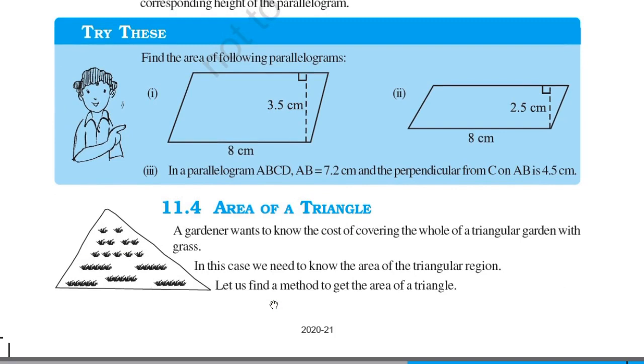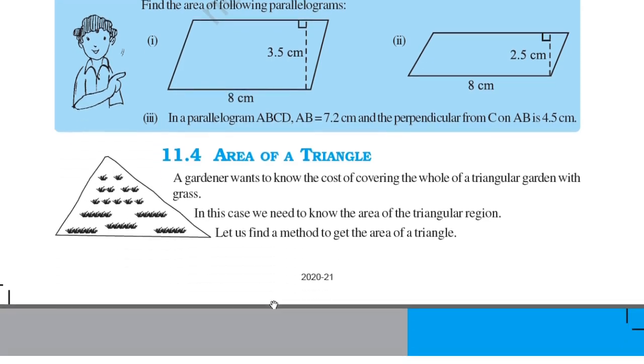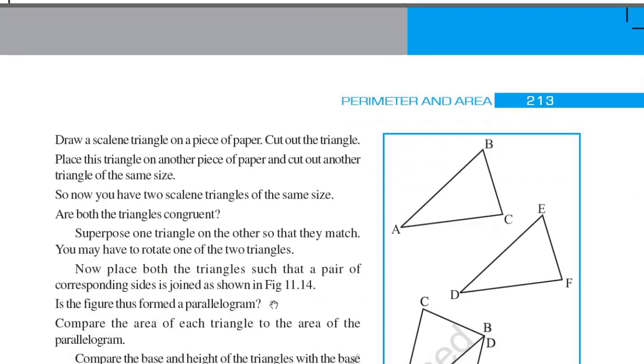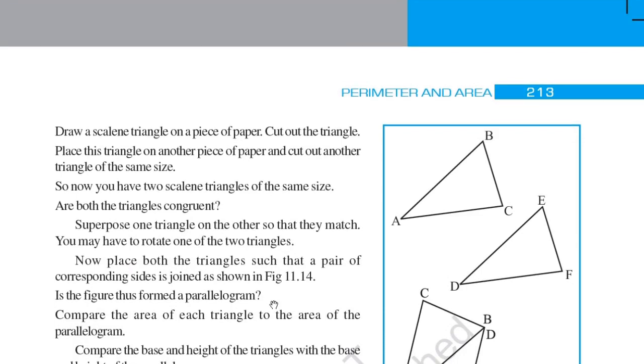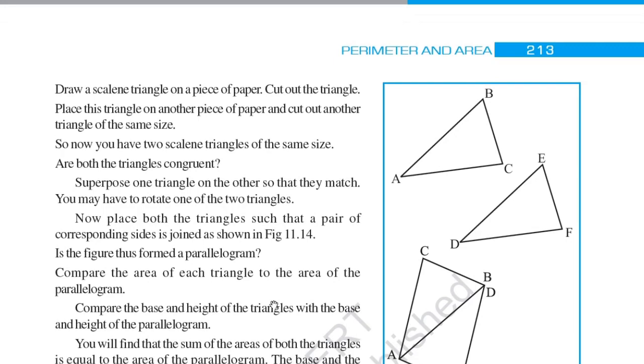A gardener wants to know the cost of covering the whole of a triangular garden with grass. In this case, we need to know the area of the triangular region. Let us find a method to get the area of a triangle. Draw a scalene triangle on a piece of paper. Cut out the triangle. Place this triangle on another piece of paper and cut out another triangle of the same size. So now you have two scalene triangles of the same size.